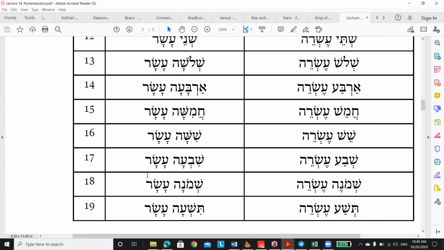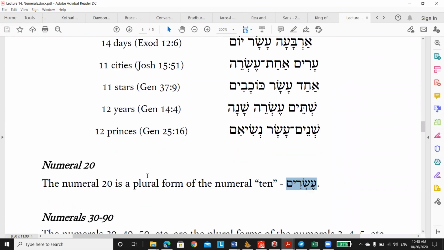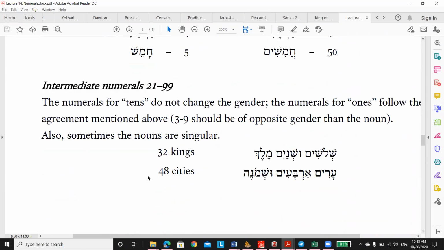Okay, so let us practice. You will see it's not actually very difficult. Yeah, do you see how they do it? For example, 32 kings. In this case, everything works the same. Shloshim, 30, doesn't change because it's already plural, so it doesn't have a feminine form, only Shloshim, the masculine form, but it is for 30.